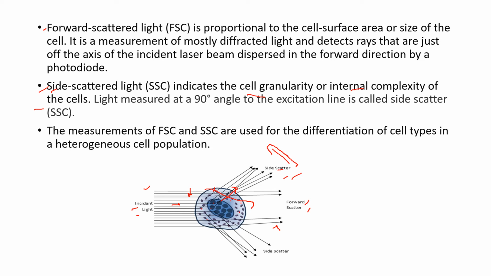The measurements of FSC and SSC are used for differentiation of the cell types in a heterogeneous cell population. In a heterogeneous cell population, cells of different size and shape are present, and their internal complexity is also different. So it differentiates between the cells of a heterogeneous cell population.